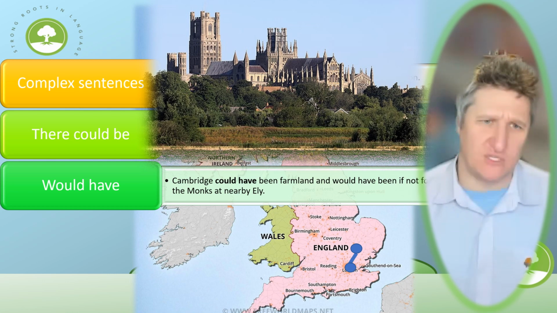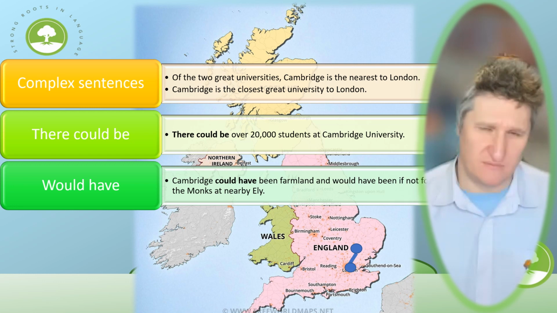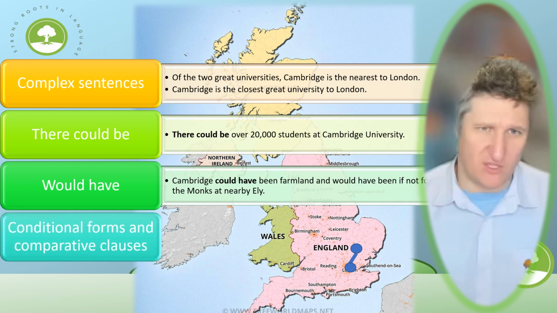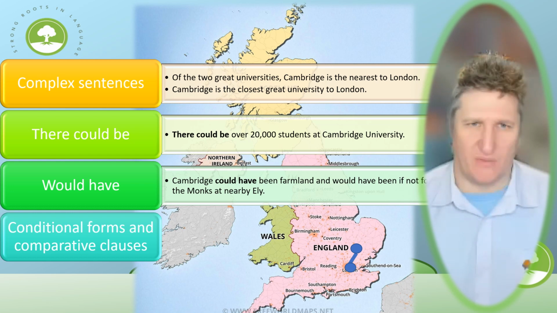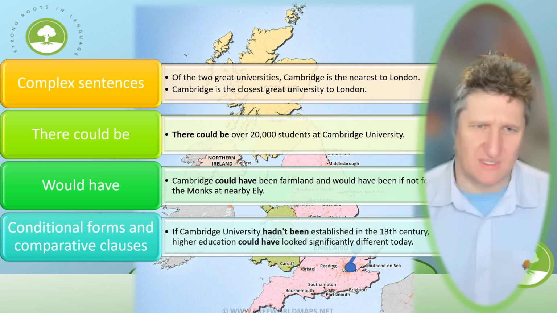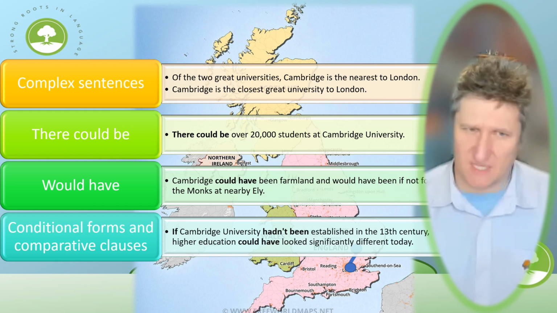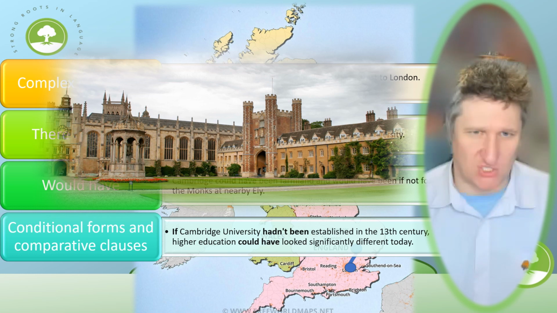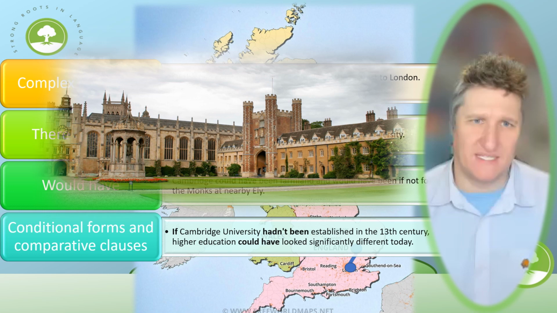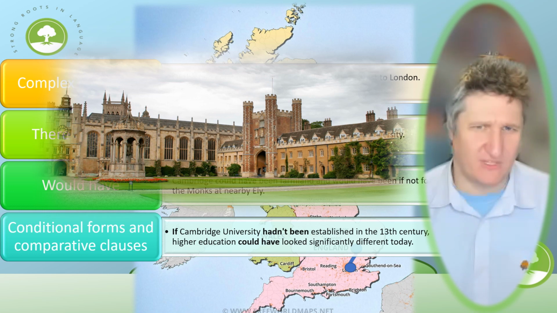You should be able to use the 0, first, second, and third conditionals, as well as mixed conditionals. I have a video on that. You can use would, should, and could in a conditional. For example, if Cambridge University hadn't been established in the 13th century, higher education might have, could have, would have looked significantly different today.